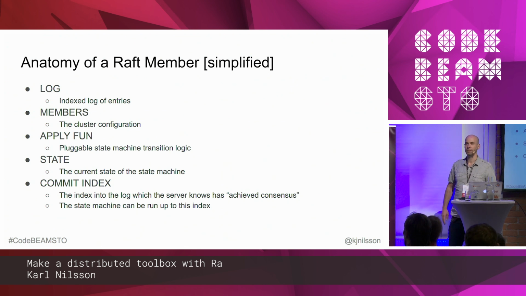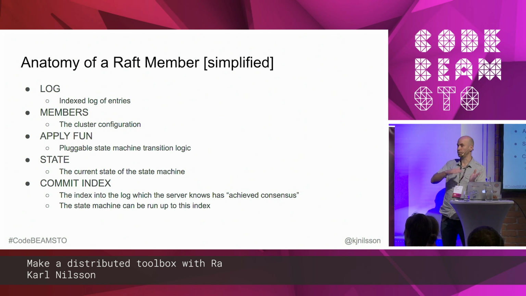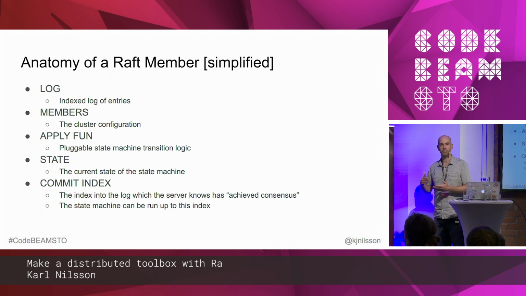We're going to write this logic for various kinds of state machines. It's got the current state of the state machine. This is an in-memory bit of data that it passes to each invocation of the apply function, along with the entry that comes from the log. And it's got something called a commit index, which is the index into the log where each member or server knows it's been replicated to enough members to achieve consensus, and it's safe to read the log up until that state and pass those entries onto the state machine and make the state machine transition.